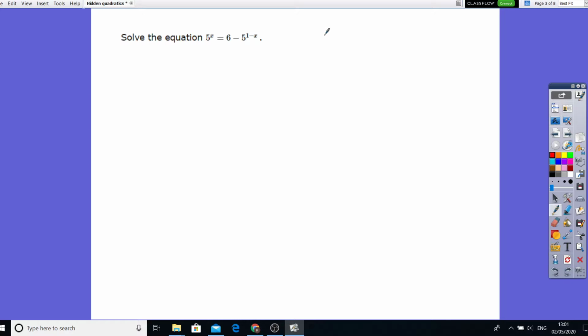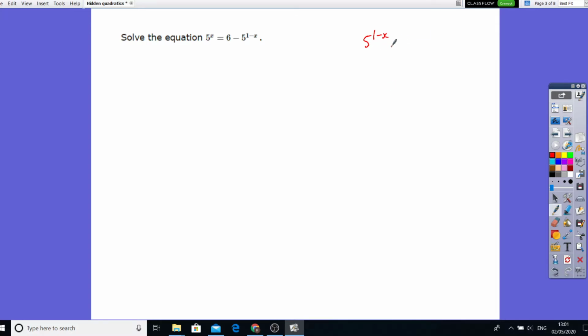Right. Another one over here. Okay, what can we say about here? So what is going on here? Let's have a look. So now you got to solve the equation 5 to the power x equals 6 minus 5 to the power 1 minus x. Okay, first of all, before we start here, what does this mean? 5 to the power 1 minus x. What does that mean?